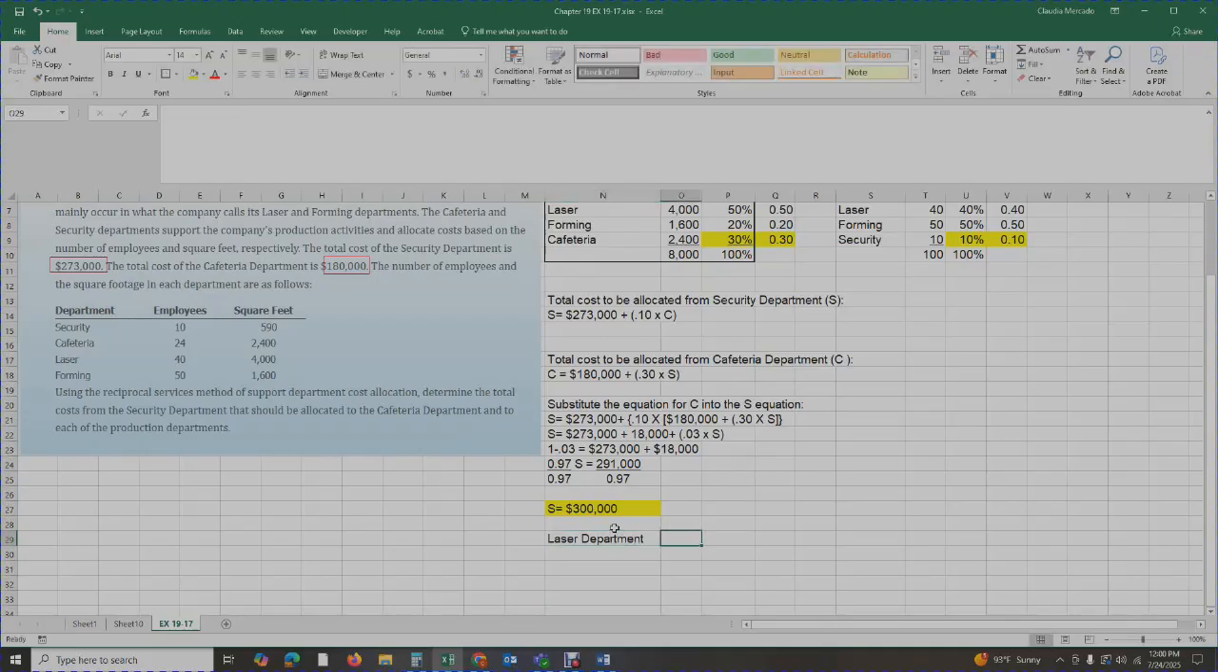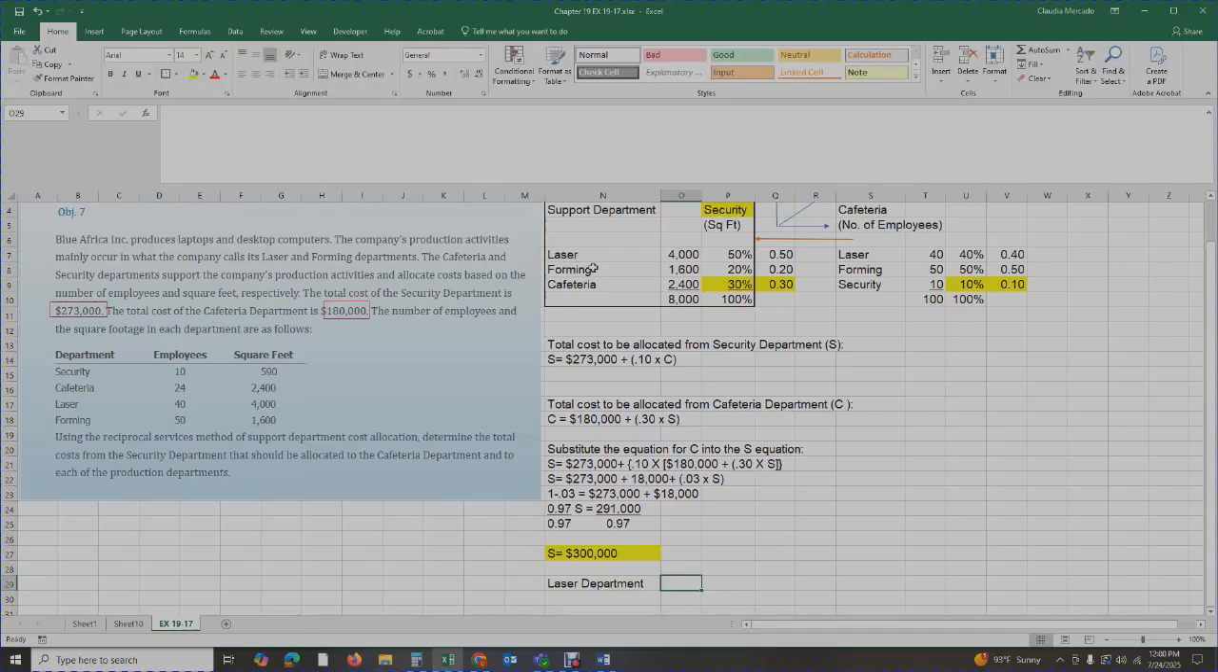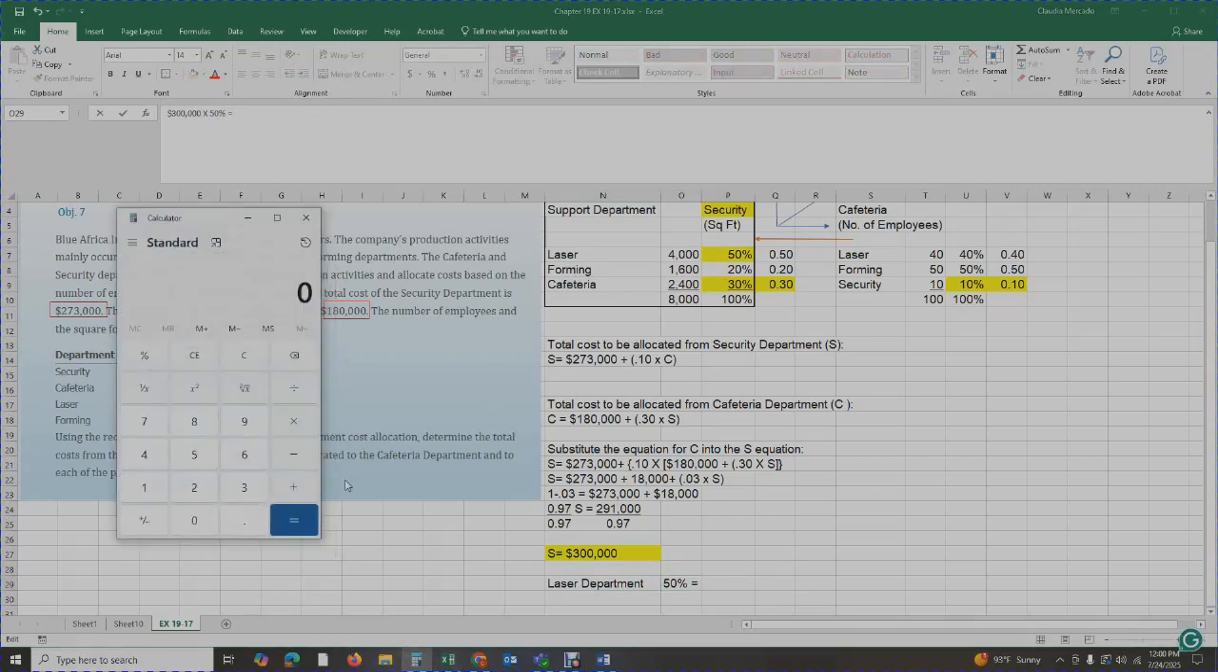okay? So the laser department, when we calculated here, was going to get 50% of the cost. So we're going to take the 300,000 total cost for the security, and the laser is going to get 50%, which we calculated up here, 50%, okay? So then that's going to give me, let's see, 300,000 times 50%, $150,000.